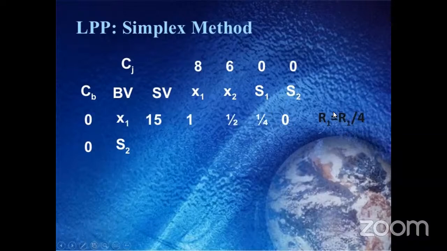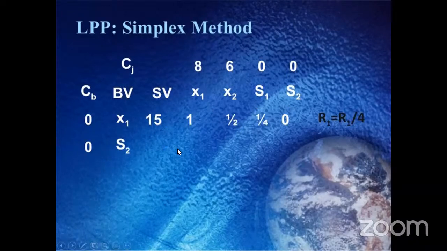So how did we get this? You can see on the right side corner, it is mentioned clearly. R1 is the new row value, that is old R1 divided by the key element, that is 4. If you divide it by 4, you are getting all these values.